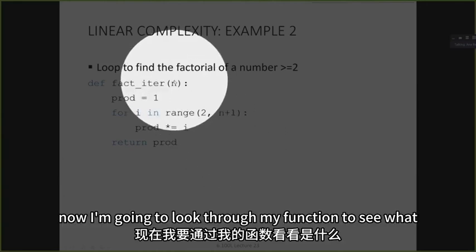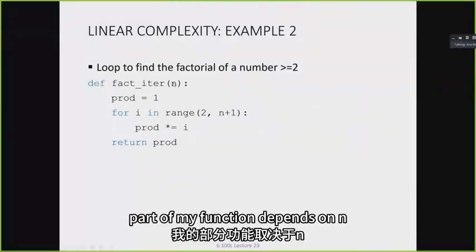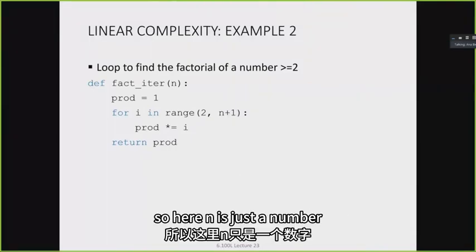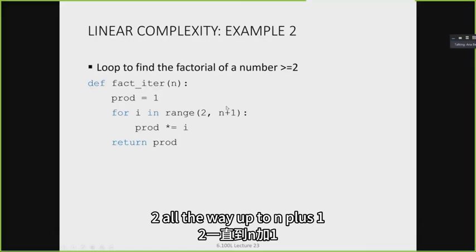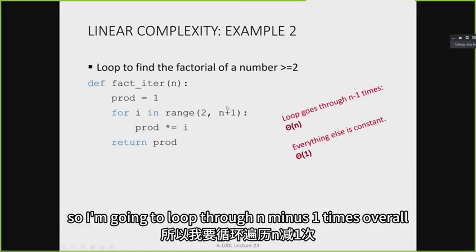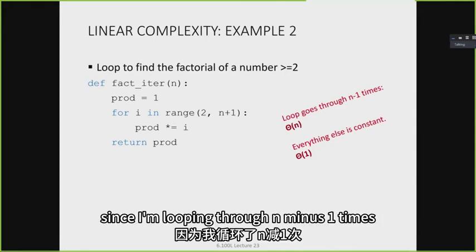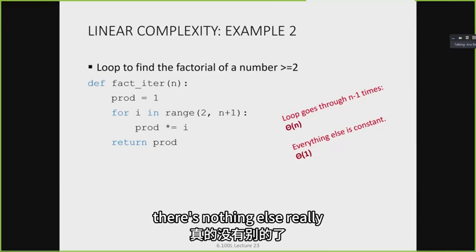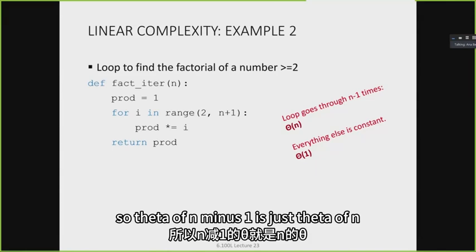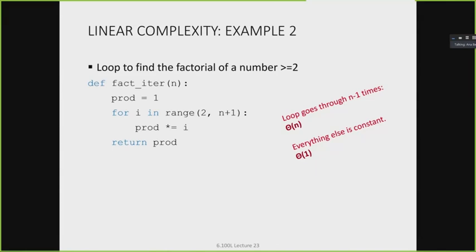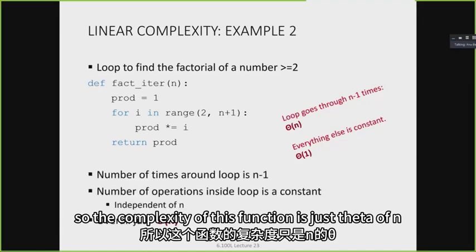So now I'm going to look through my function to see what part of my function depends on n. So here n is just a number. And I'm looping through from 2 all the way up to n plus 1. So I'm going to loop through n minus 1 times overall. Since I'm looping through n minus 1 times, there's nothing else really that's contributing to the complexity. So theta of n minus 1 is just theta of n. Right? So the complexity of this function is just theta of n.